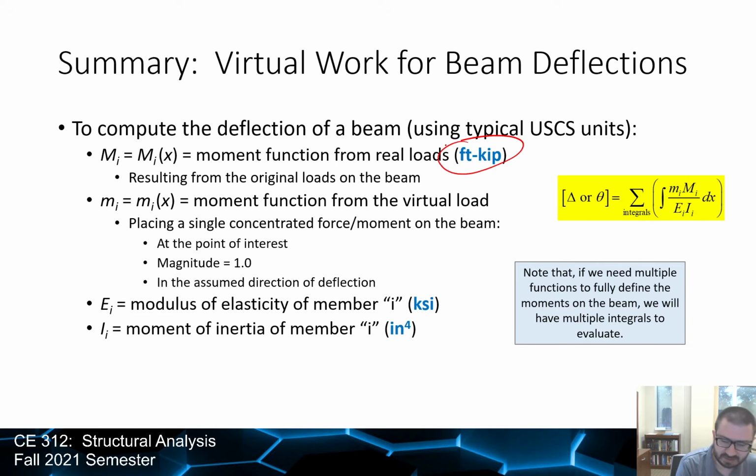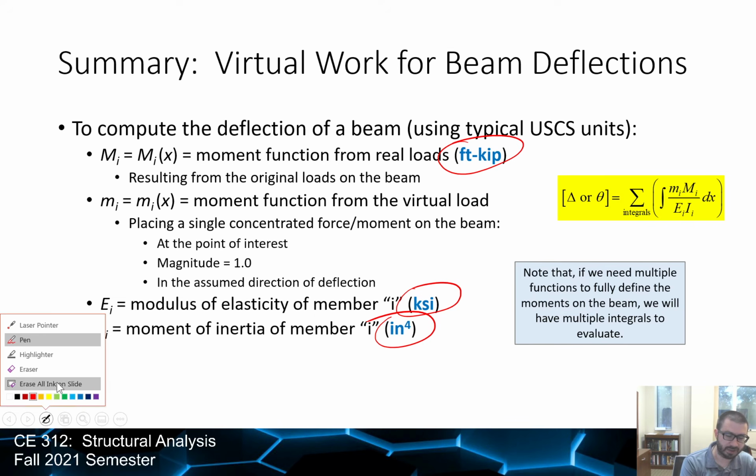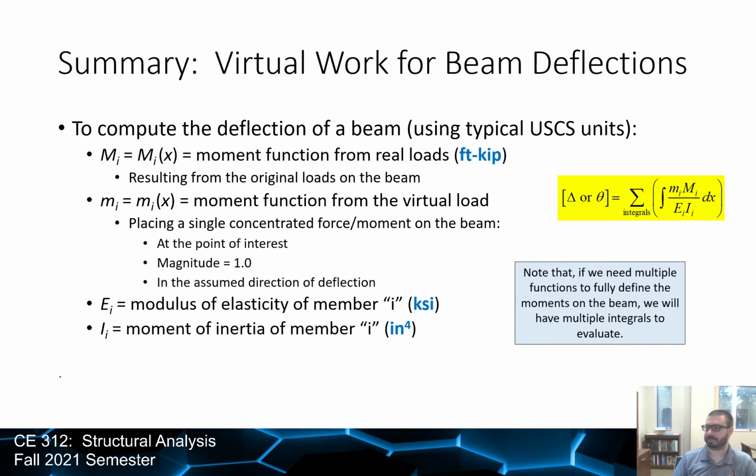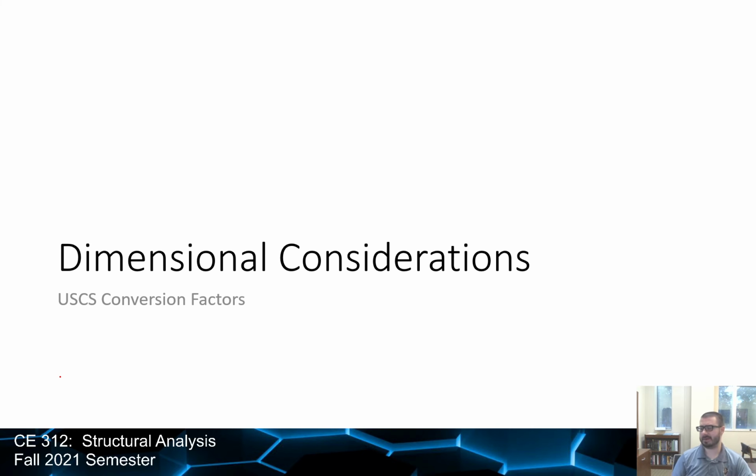If you notice, these are foot kips, but this is in KSI, and this is in inches to the fourth, and that creates a glaring unit inconsistency. Well, we need to consider our dimensional issues here. I'm sure some of you are thinking, wouldn't it be a lot easier to operate in SI? It might be, but you still have dimensional considerations that you need to take into account.